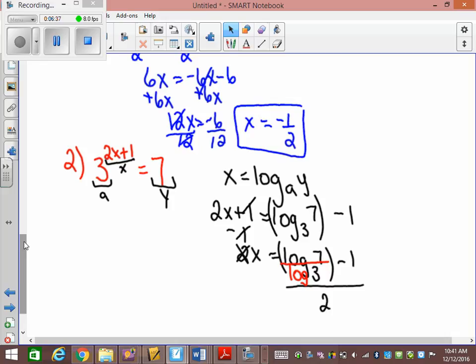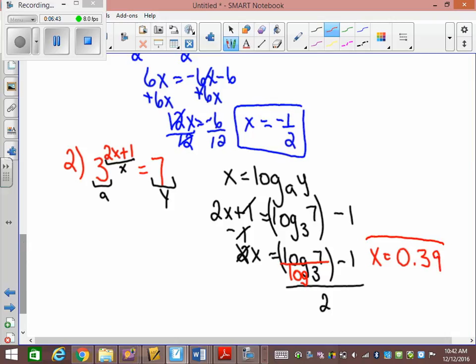And you should get x equals 0.39. Divided by 2. Yeah, that's okay. Same thing. Depends on the rounding rules. Yeah, to the tenth, then you'd be right. Yeah. Okay.